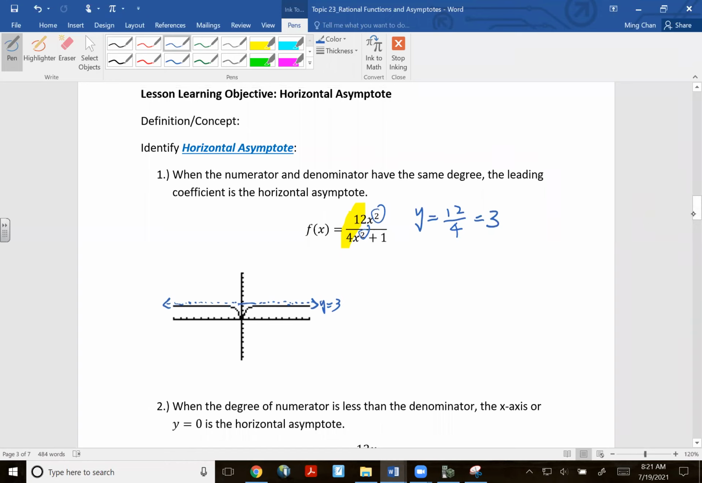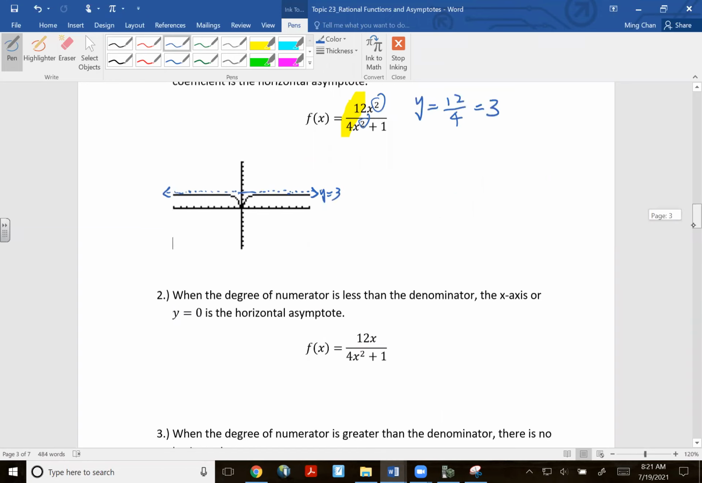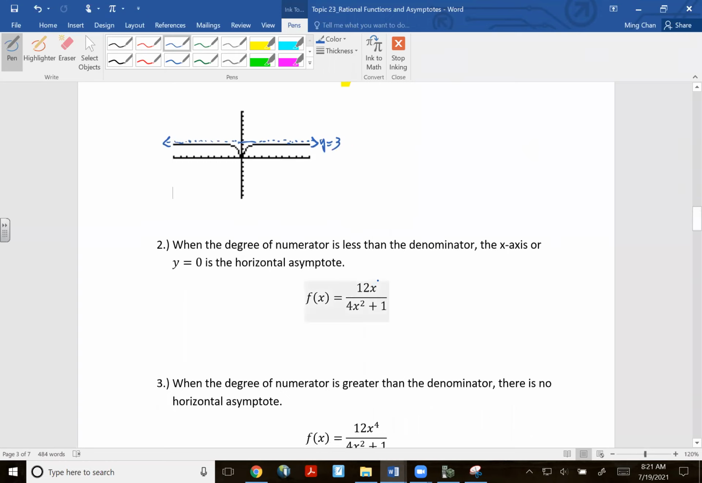Another scenario: when the degree of the numerator is less than the degree of the denominator, then the x-axis, or most of the time I say y equal to 0, is the horizontal asymptote.